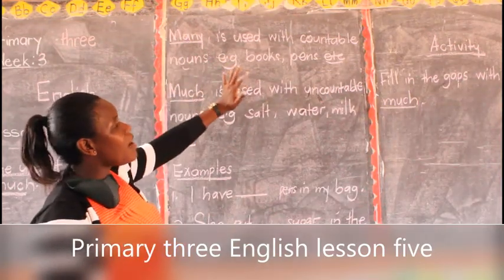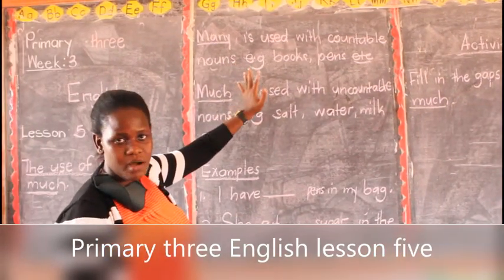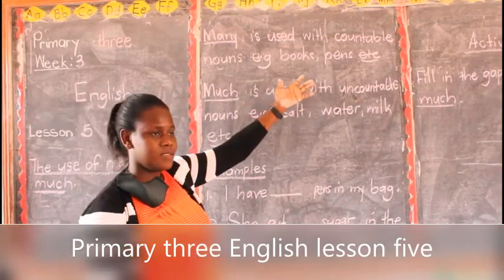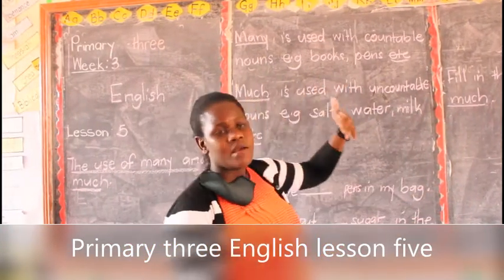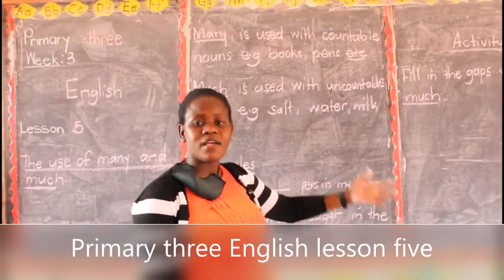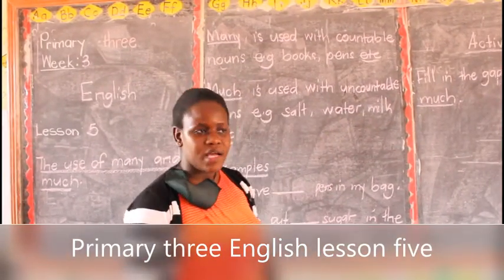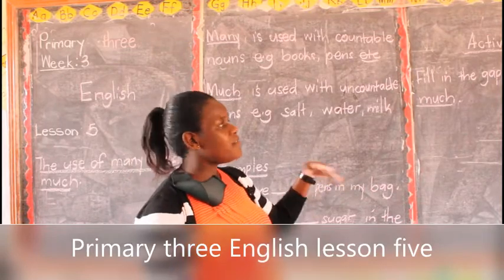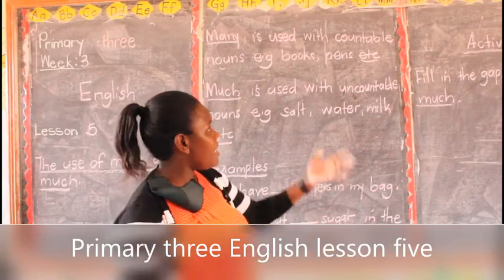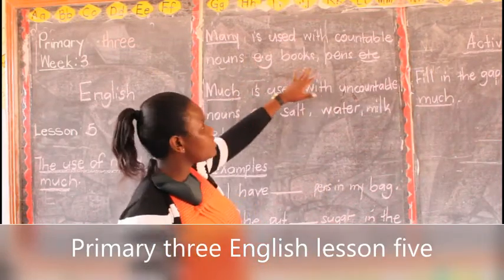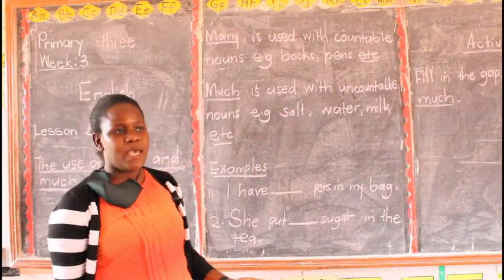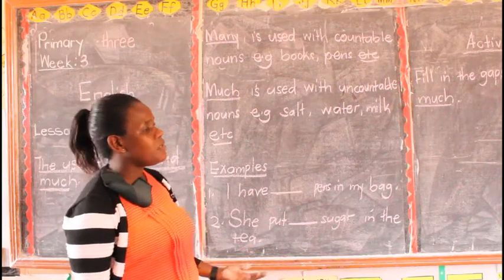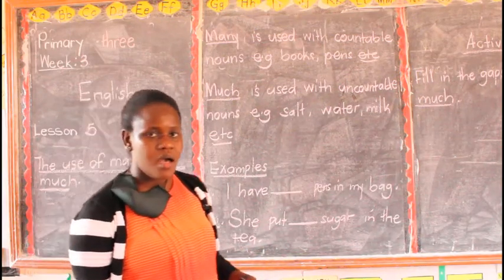Many is used with countable nouns. For example, books. You can count books, so you say many books. Pens, you can count. Even if you have 10, you can say, I have 10 pens. So many is used with countable nouns, the ones you can count. Many pens, many books, many rulers, and so on.